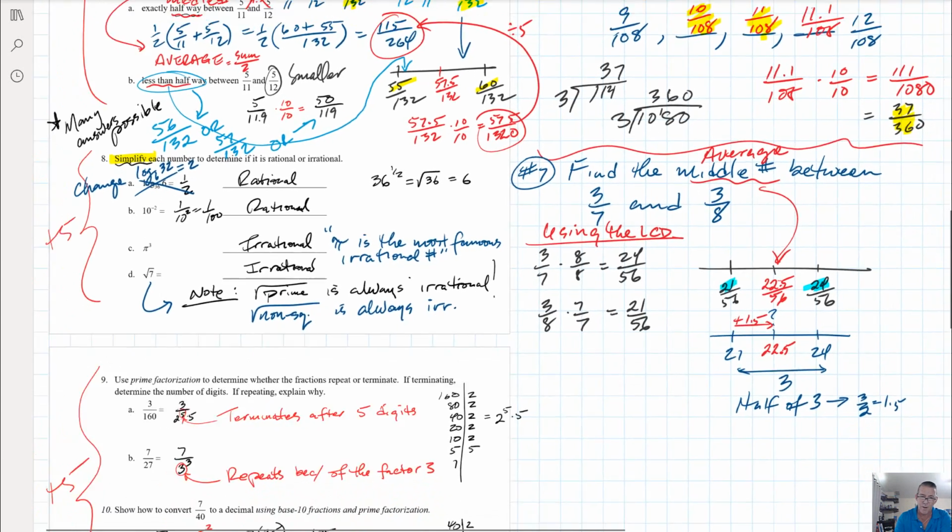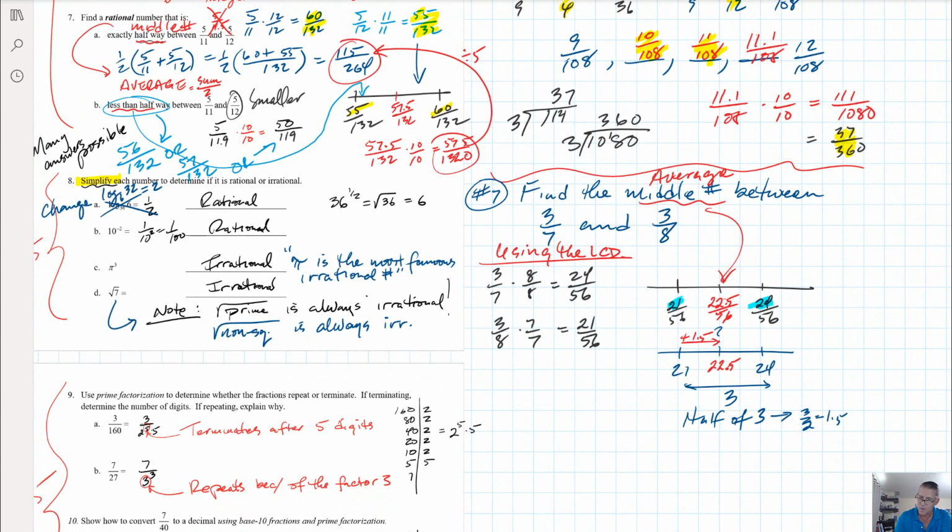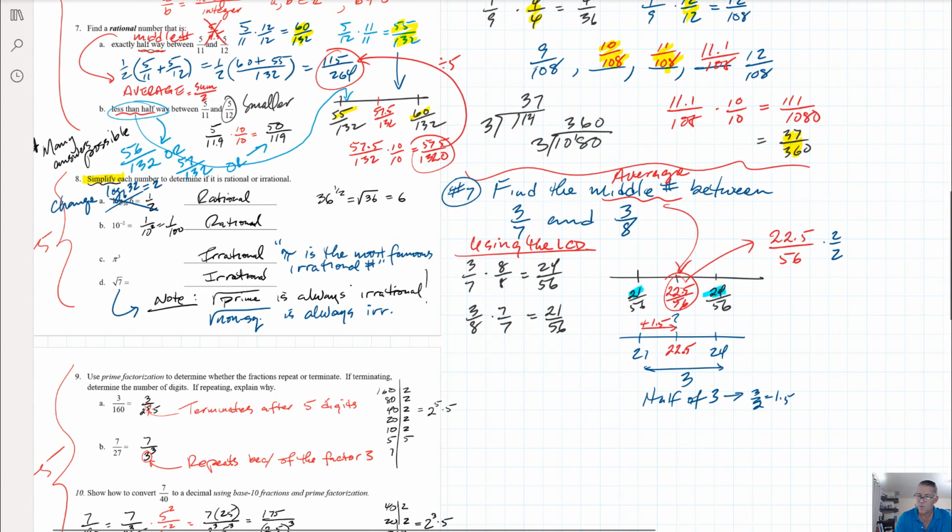But then again, you've got to finish the problem here, and you've got to make it rational, because it says find a rational number. All right, so we're going to take 22.5 out of 56. You simply multiply it by maybe either 10 tenths or 2 halves. 2 halves, I think, would work. You don't have to multiply by 10 every time. 22.5 times 2, that's 45. You can check that with a calculator if you like. Divided by 112. All right, and there's your middle number. That's probably going to be the easiest way to do it, using the LCD, and go for it.